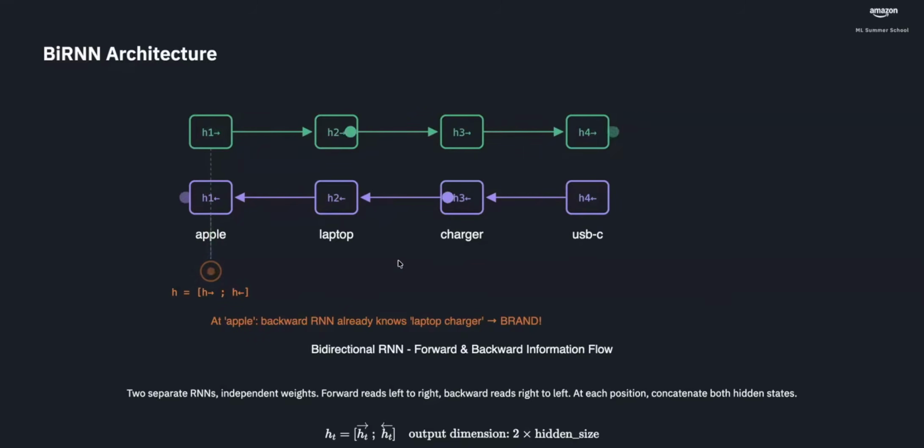Now look at what this gives you at the Apple position. The forward hidden state says, I started the sentence, nothing informative came before. But the backward hidden state has already processed laptop charger and has encoded the fact that this is an electronics context. Together, the 256-dimensional combined vector has full context from both sides, and a classifier sitting on top of it has everything it needs to label Apple correctly every time. And with this, you might think: why don't we use bidirectional RNNs every time if they can read from both the front and the back? Why can't we use them every time?